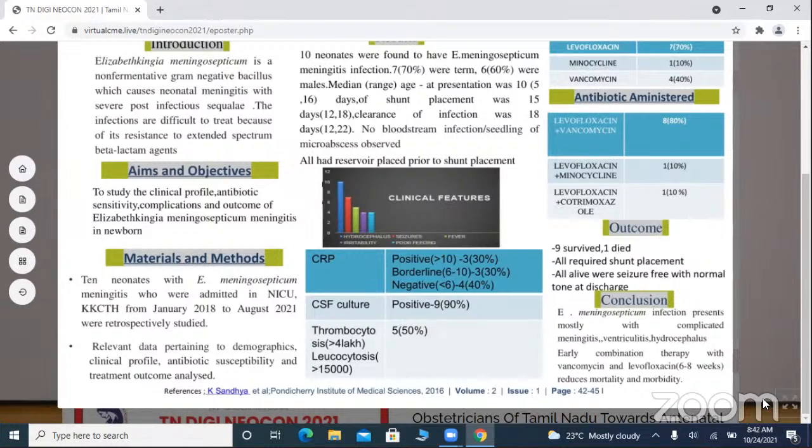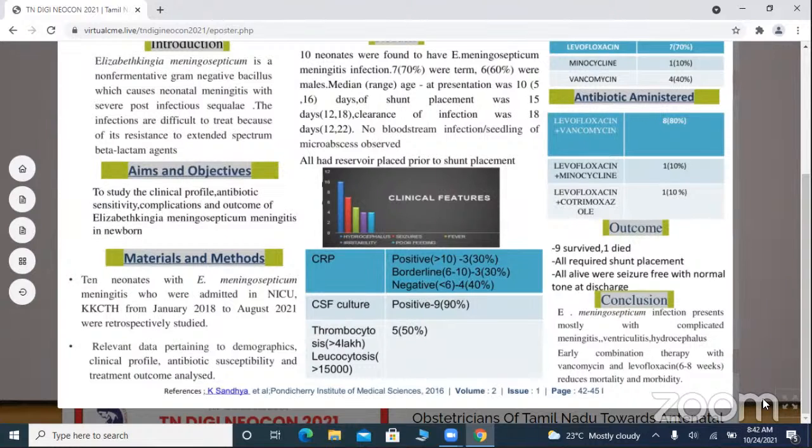And we also noted that there was no associated bloodstream infection or seeding of microabscess observed elsewhere. And all these babies, 100% of the babies, required reservoir placement prior to shunt placement. So these are the clinical features that we have noted. That is, all 10 babies had hydrocephalus.